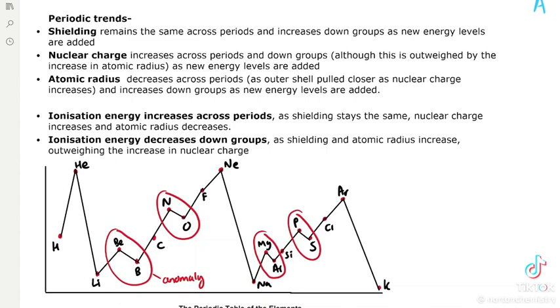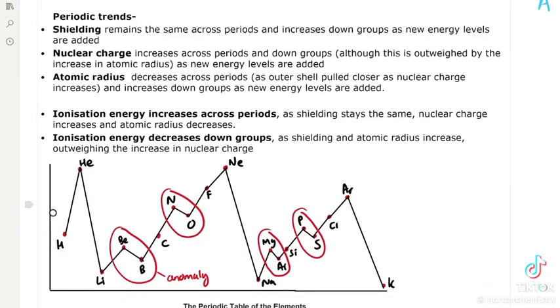However, this increase is outweighed by the increase in atomic radius as new shells are added. And then we have atomic radius, which decreases across periods because the outer shell is pulled closer as the nuclear charge increases. So as protons are added, the nuclear attraction to the outer shell increases, and the nucleus can then pull the outer shell in closer, and therefore the outer electrons become closer to the nucleus. And then it increases down groups as new energy levels are added.